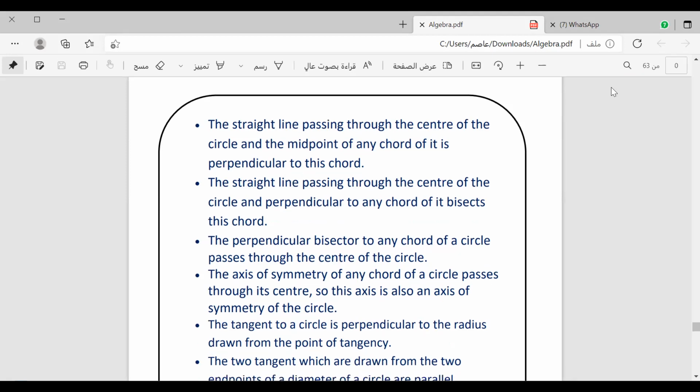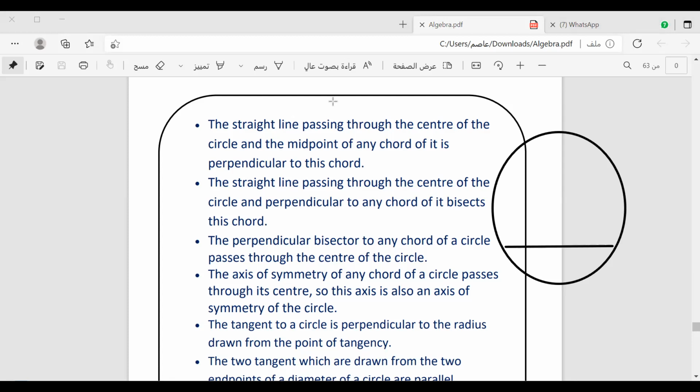The straight line passing through the center of the circle and the midpoint of any chord of it is perpendicular to the chord. What does that mean? It says if we have a circle like that and we have a chord too, and then I have a point here, which is the center of the circle, and we have a straight line passing through the center.